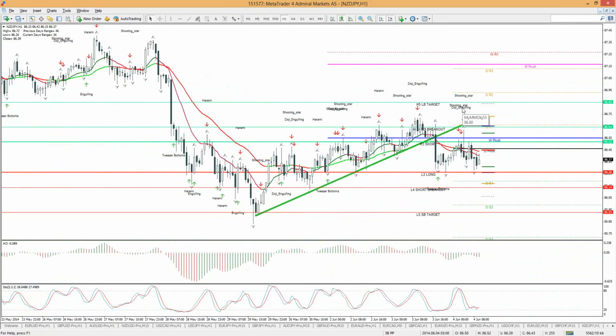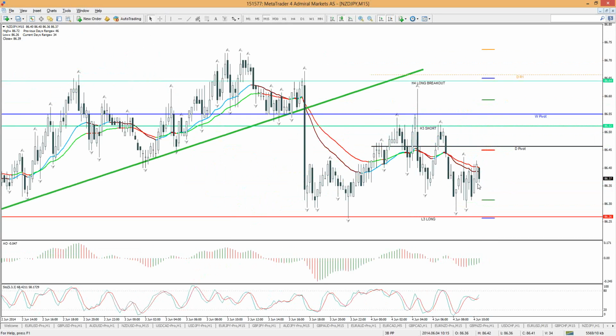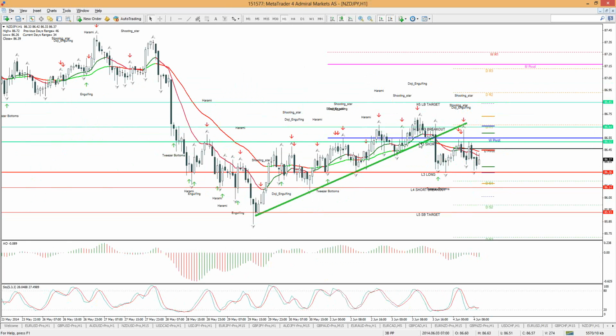One of the better ones here, we had a shooting star at the weekly pivot. That was a nice one. The price is not too far actually from that level still, but it is moving quite choppily after that, so I would rather wait for the break personally. Let's see what else. The pound Swiss, yeah, we can take a look at that.